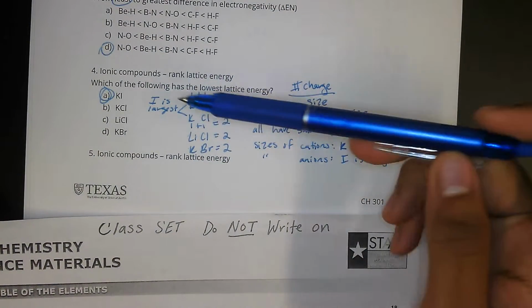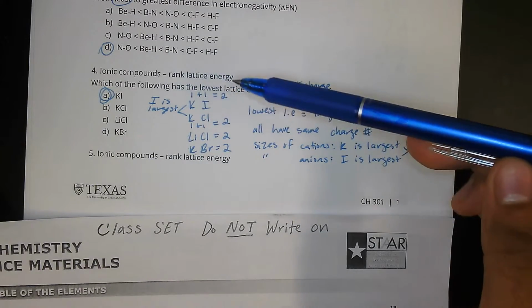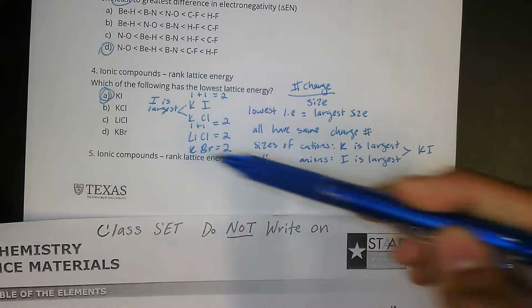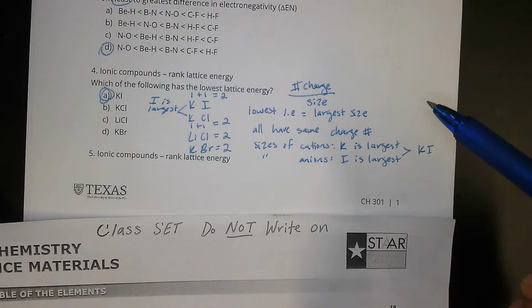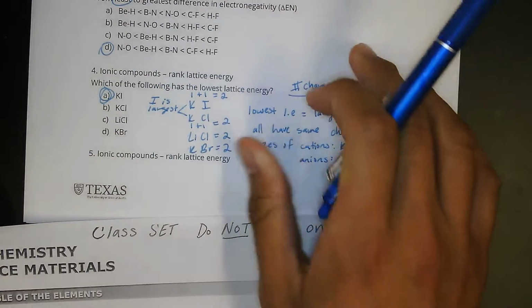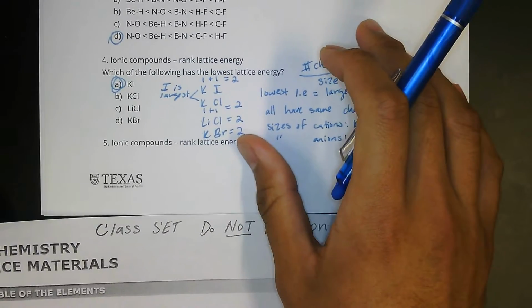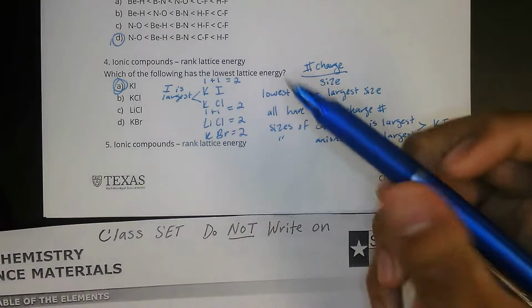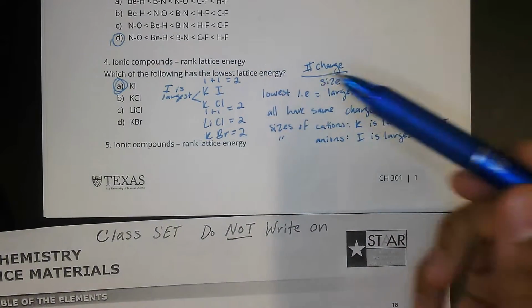For question number 4, it says rank lattice energy. Which of the following has the lowest lattice energy? This one we kind of did as a warm-up. If you don't remember, please go back to the LCISD Canvas page and look for that. But remember, all you have to do is find the charges.